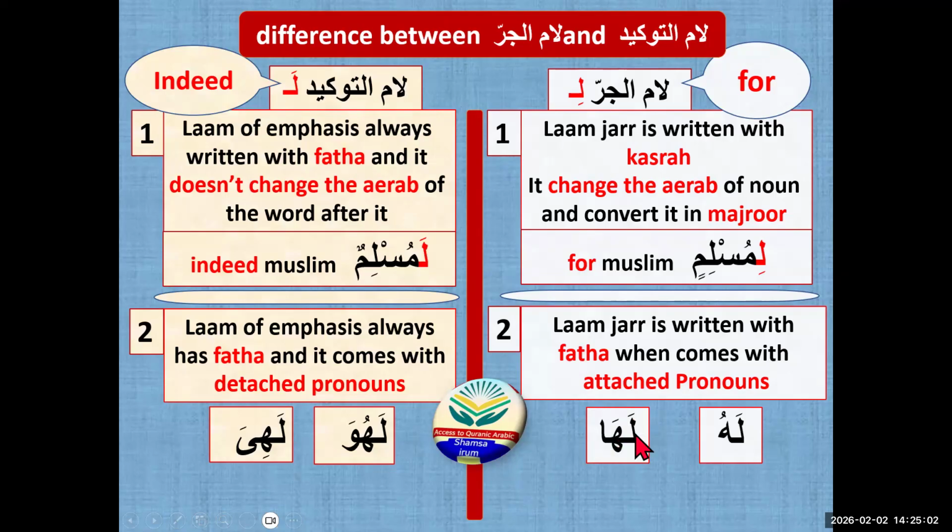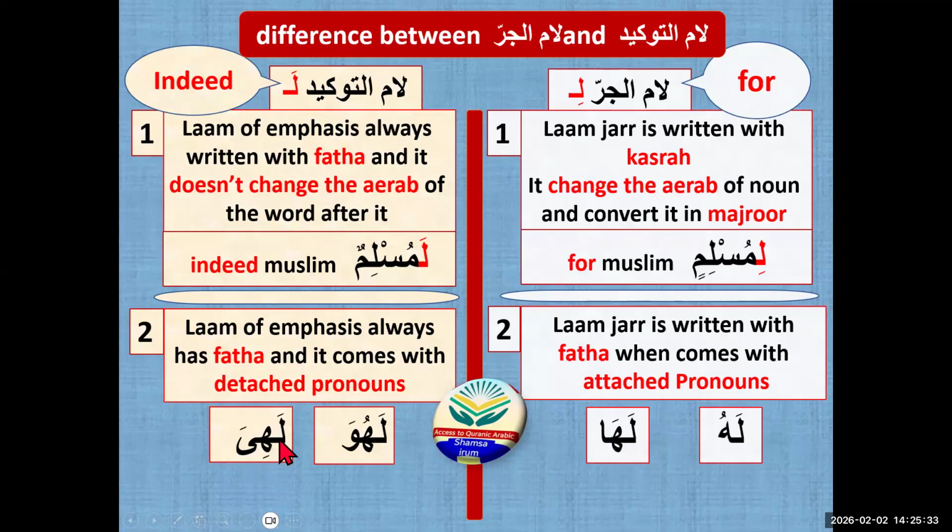Because this lam is connected with the attached pronoun, or I can say this lam is attached with a dependent pronoun. This gives me a clue that it is a lam of jar, a lam of genitive. While on the other hand, this lam of emphasis connects with an independent pronoun, which is called a detached pronoun or separate pronoun. This gives me the clue that this is lam of tauqeed.